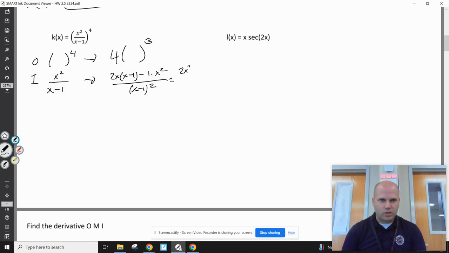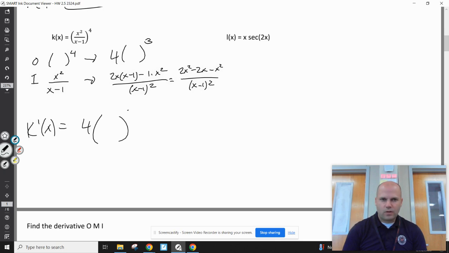I have 2x squared minus 2x minus x squared. So that's going to be 1x squared minus 2x. So k prime is 4 stuff cubed times x squared minus 2x, which can be factored to be x times x minus 2. We'll see if we need to do that, over x minus 1 squared. Now, what starts in the parentheses stays in the parentheses.